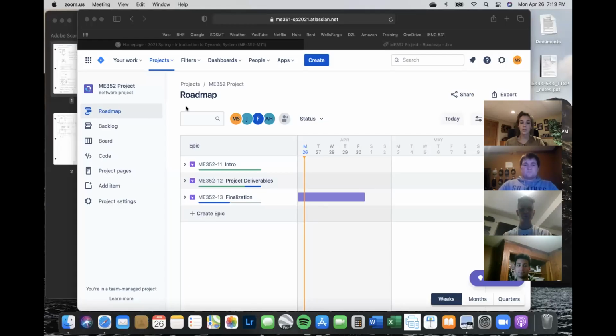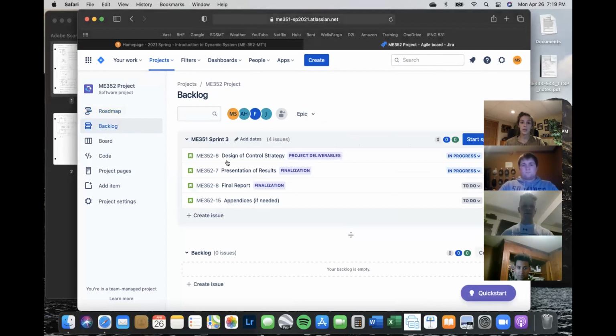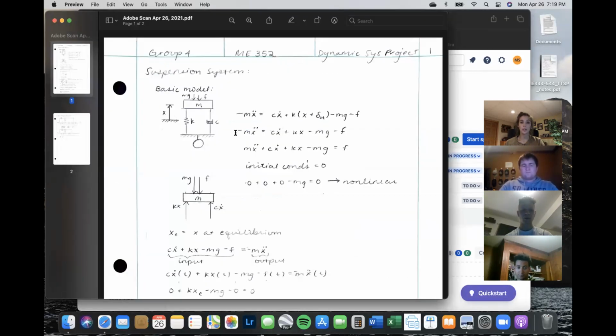And this is kind of what we have going on so far. Looking at Jira and our timeline, this is kind of where we're at. Still on pace, ends on the 30th. In terms of the individual tasks, the design of the control strategy and the presentation of the results is what's in progress. And then from there, we'll be able to put together the final report and then any appendices if they are needed.